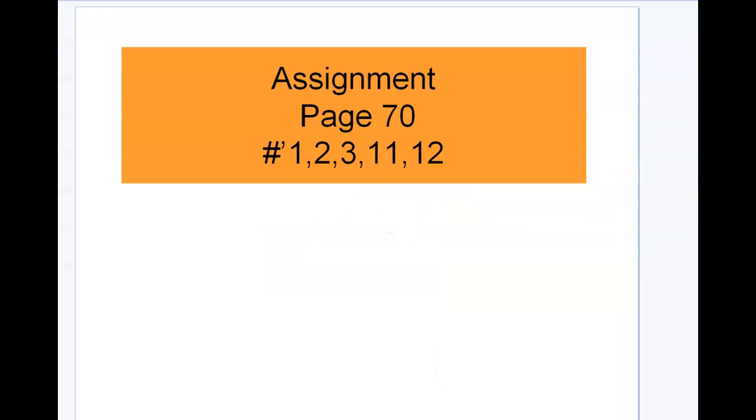All right, so there's your assignment for the second part of piecewise functions. So give those a try, and again, you can check your answers on the website.